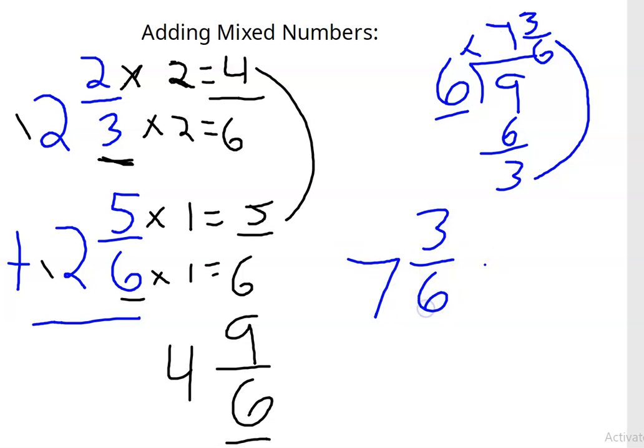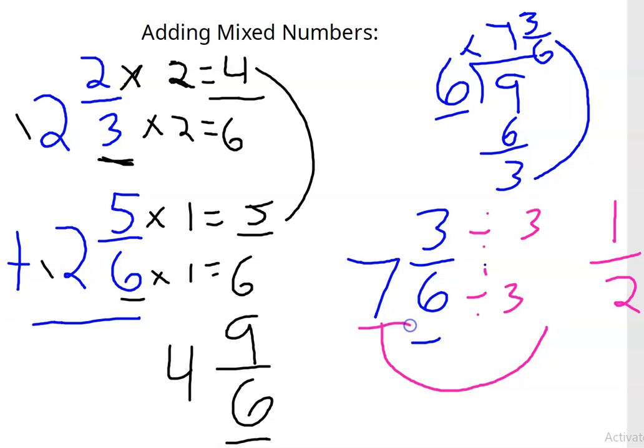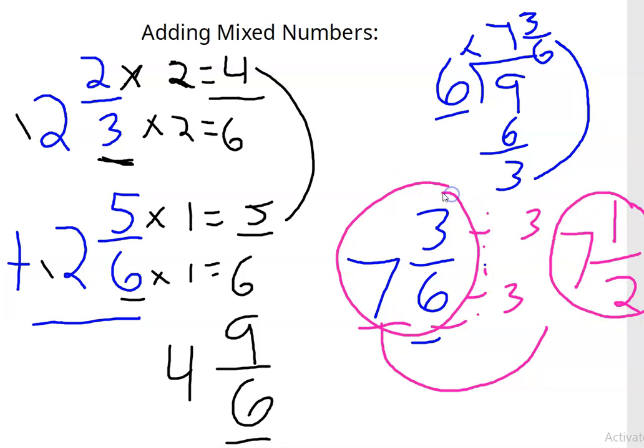But wait, I'm not done. 3/6, that can be simplified. We can divide top and bottom by 3. So 3 divided by 3 is 1. 6 divided by 3 is 2. So my answer is 7 and 1/2. And you have to make sure you bring the 7 over, because 7 and 3/6 does not equal a half. This is a correct answer. And yes, even this is a correct answer. However, 7 and 1/2 is your best answer. And if they tell you to simplify, that is the correct answer.